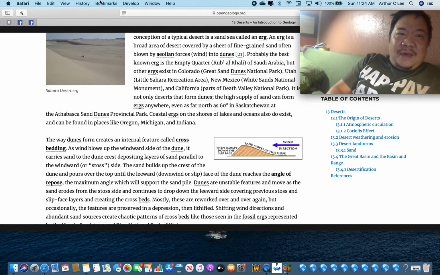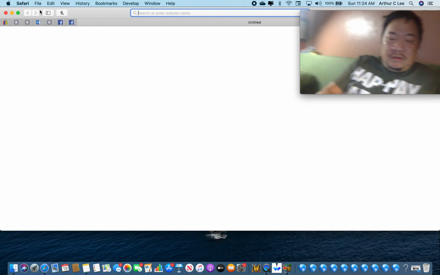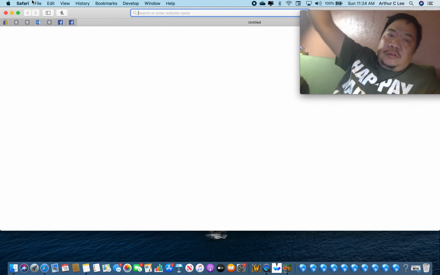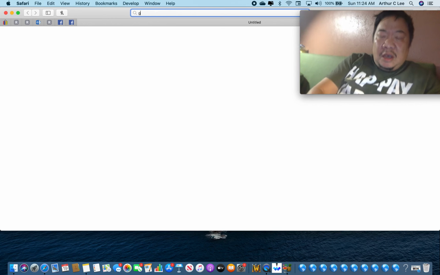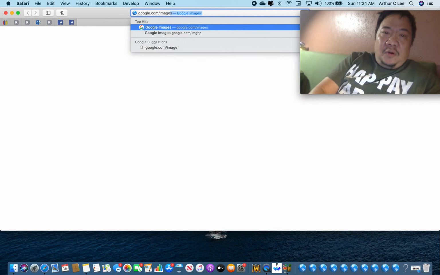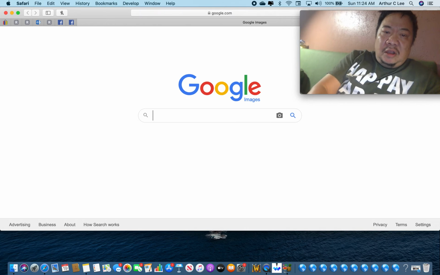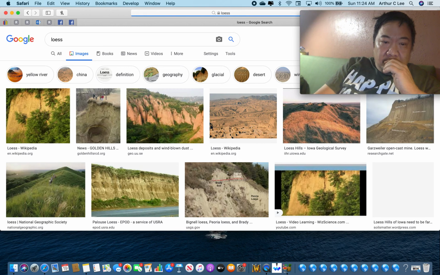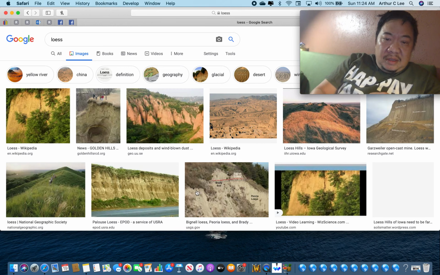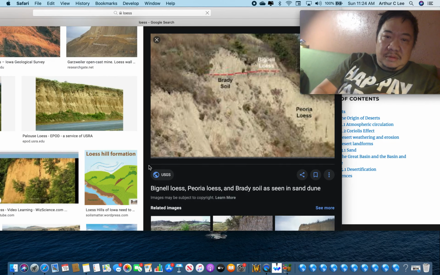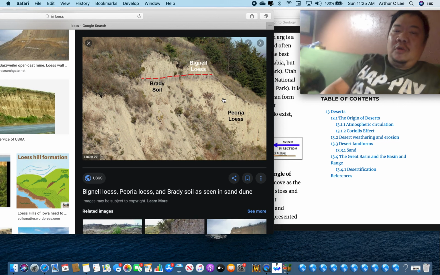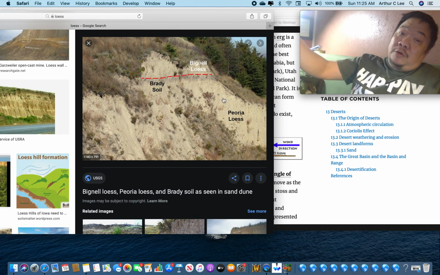And what happens to the finer grain stuff? Well, the silt and the clay can be blown away for hundreds or even thousands of miles away from the deserts and form a deposit which geologists call loess. This is what loess looks like.